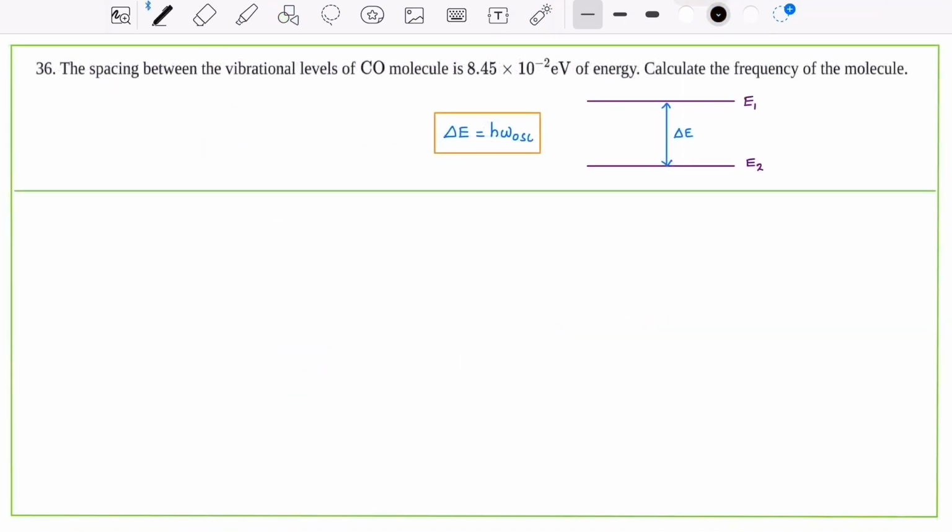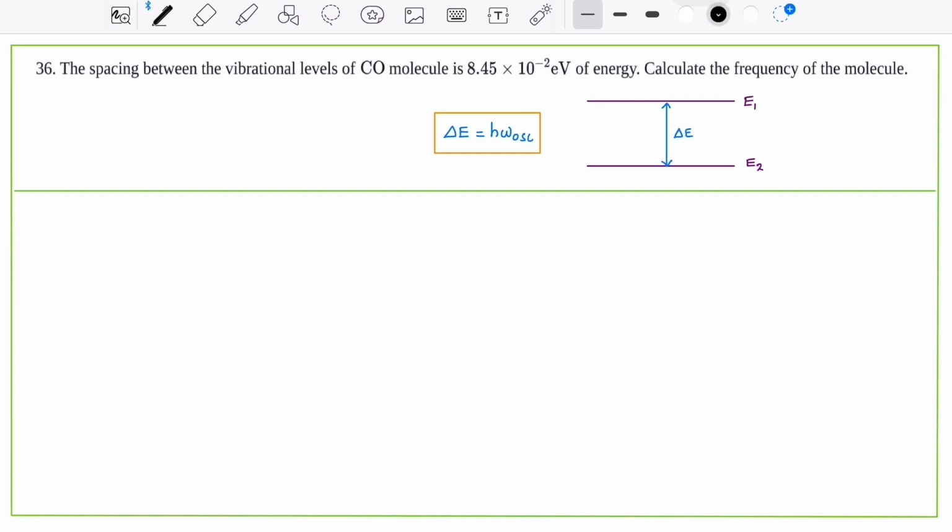The next question is, the spacing between the vibrational levels of carbon monoxide molecule is 8.45 × 10^-2 electron volt of energy. Calculate the frequency of the molecule. In the present problem, the spacing between the vibrational energy levels of the CO molecule is given. From that data, we have to determine the frequency of the molecule.